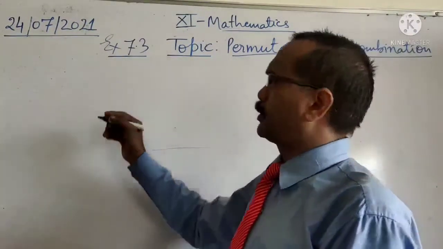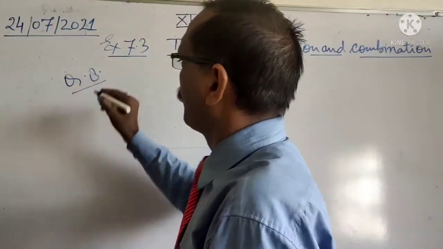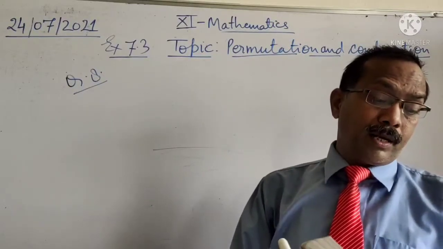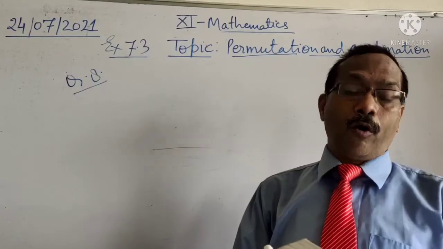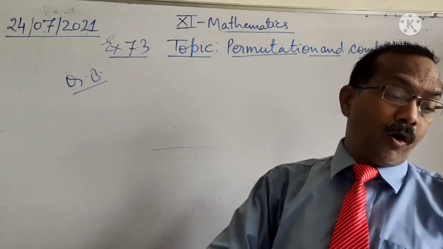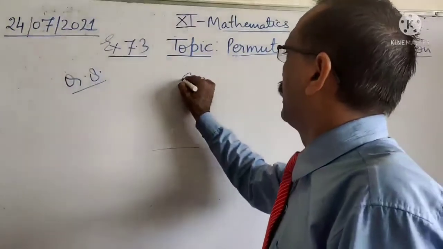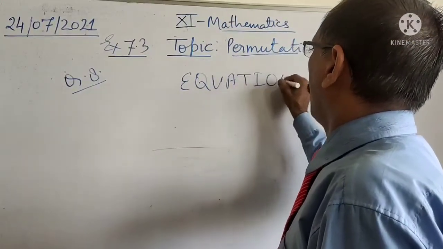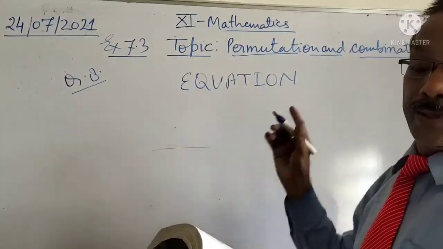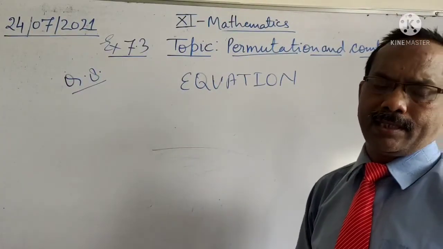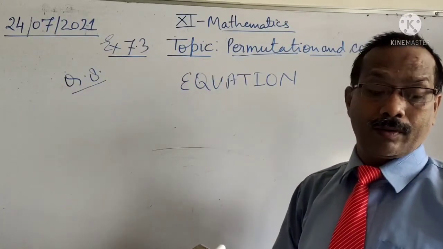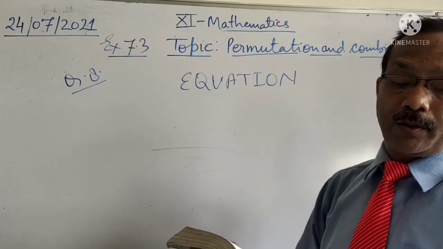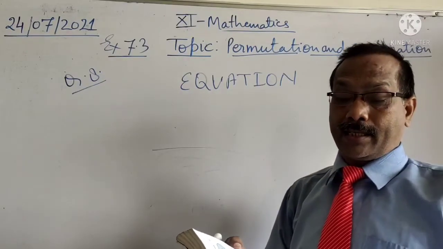Dear student, next is question number 8. The question is, how many words with or without meaning can be formed using all the letters of the word EQUATION, using each letter exactly once.